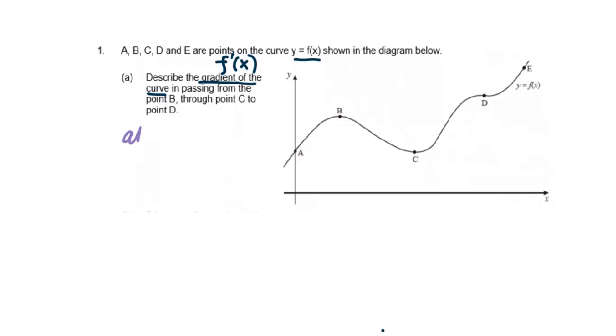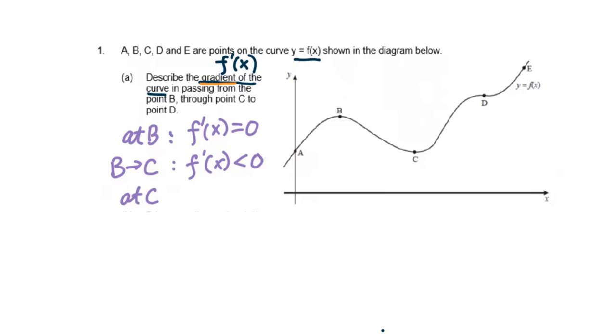So you will start from B. Since B is a relative maximum point, you will see the derivative equals 0, or you could say the gradient equals 0. Then from B to C, do you see the graph is decreasing? Therefore, your derivative will be less than 0, or your gradient is negative.